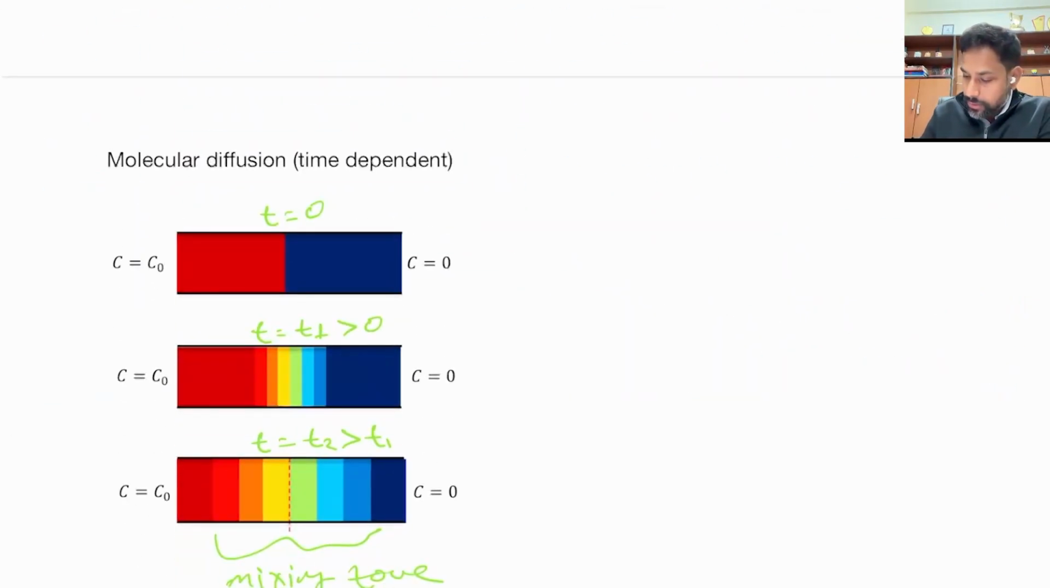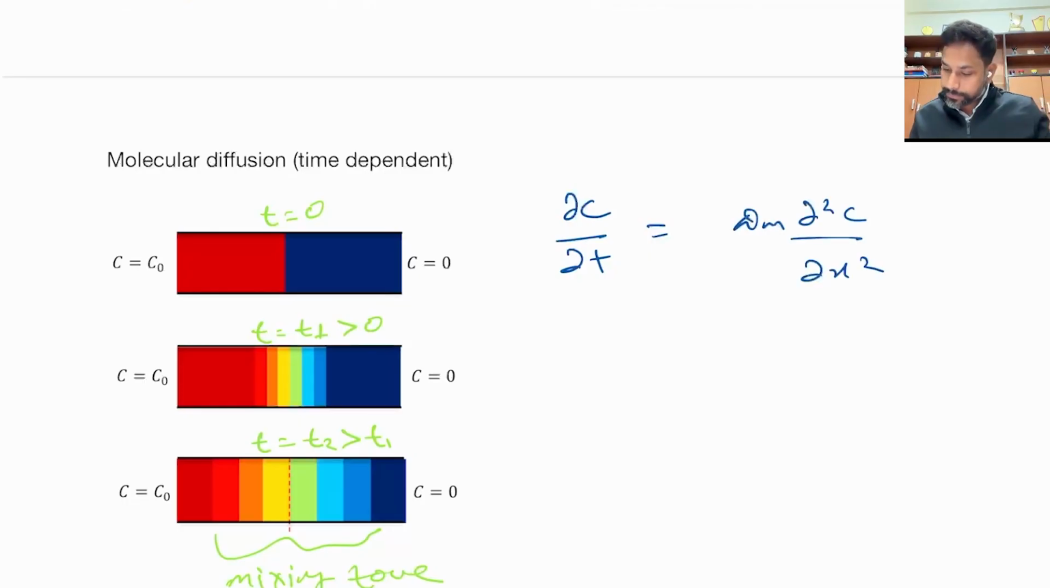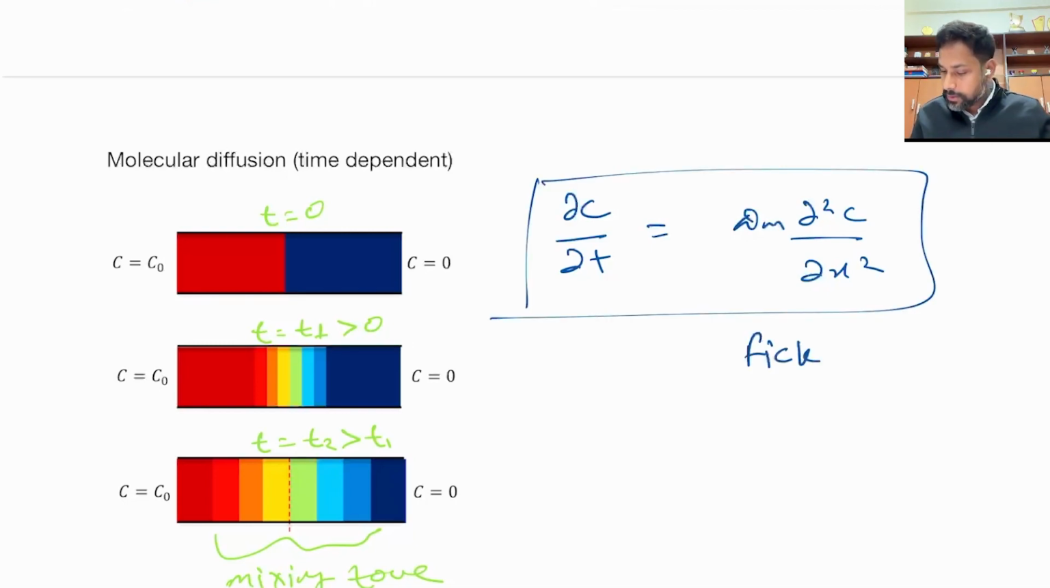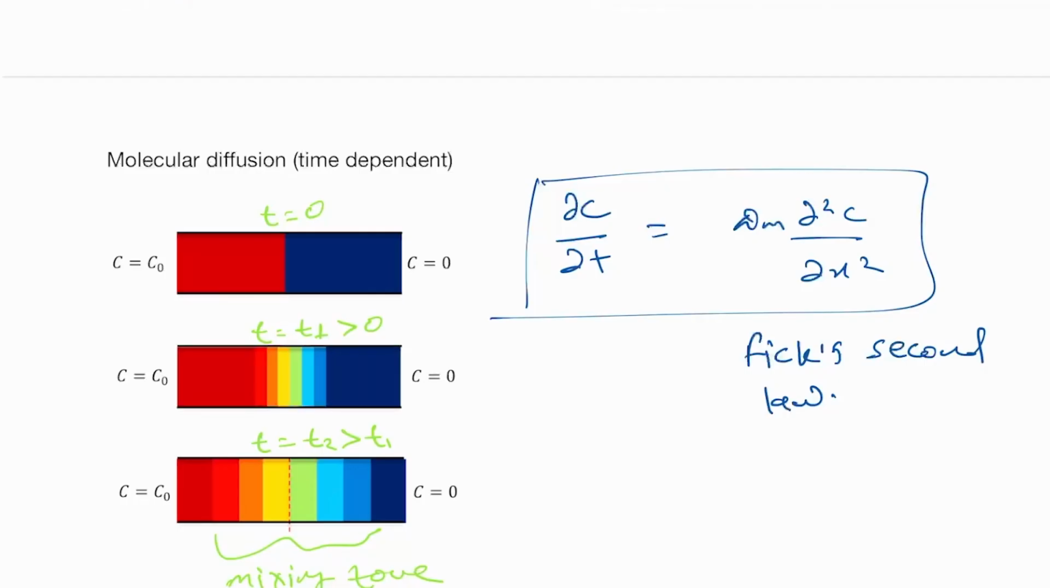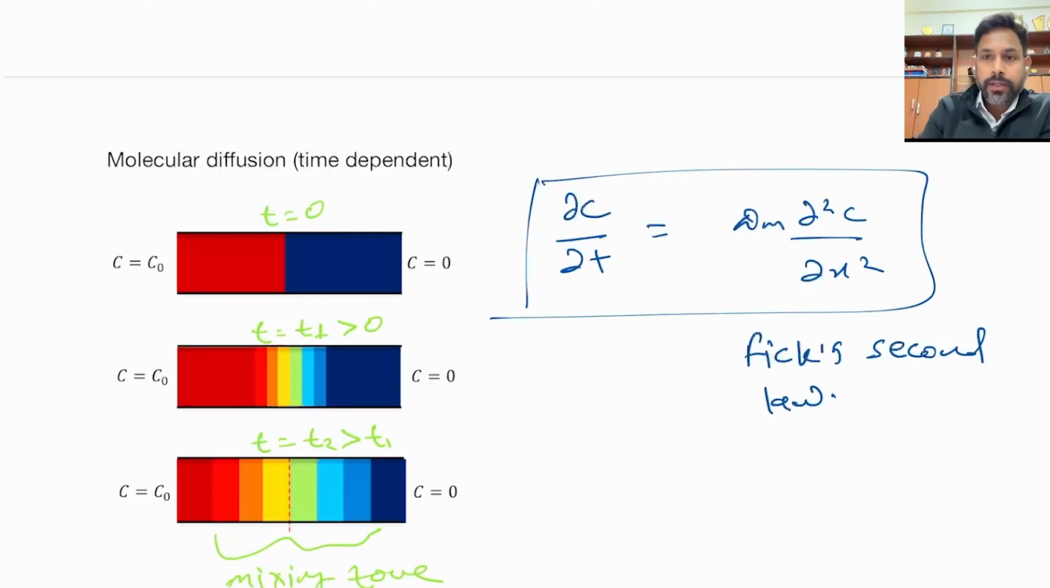In this case, we need to solve this as a two-dimensional problem. So dc by dt is defined as Dm d square c by dx square. Okay, so this is known as Fick's second law. Okay, that gives you distribution of concentration both in space and time. So when you have to solve for mixing in both space and time, in that case you need to use this particular equation, that is Fick's second law.